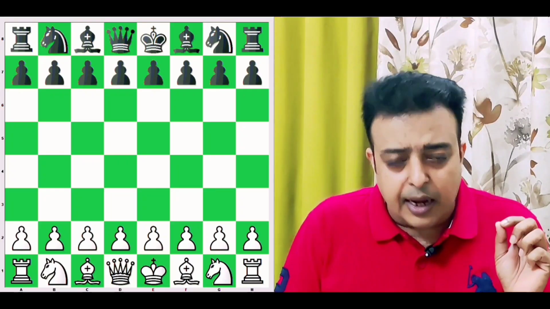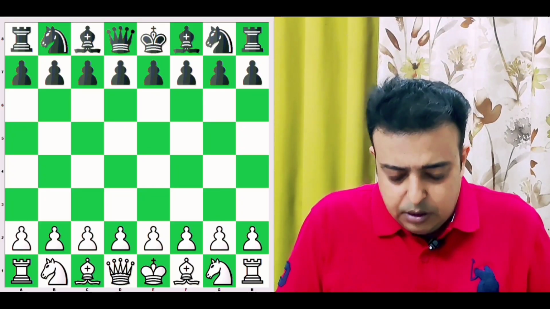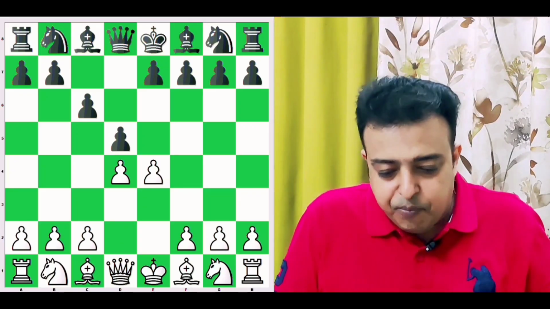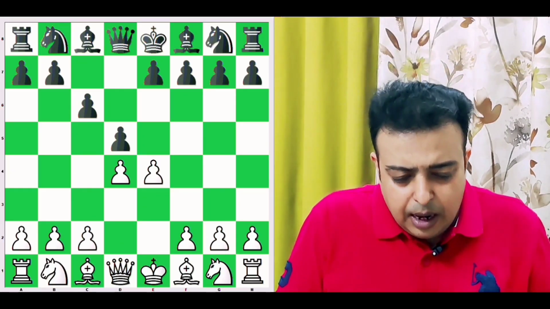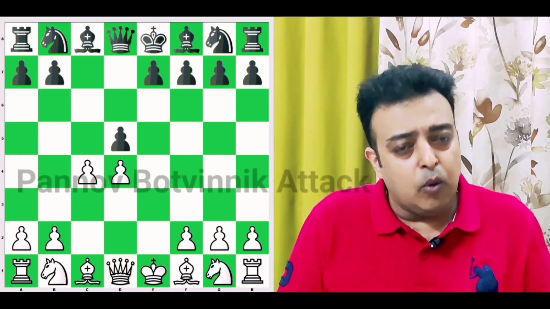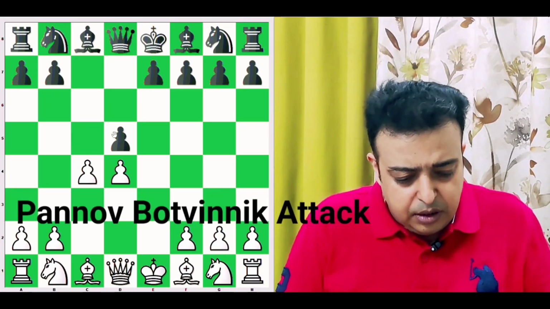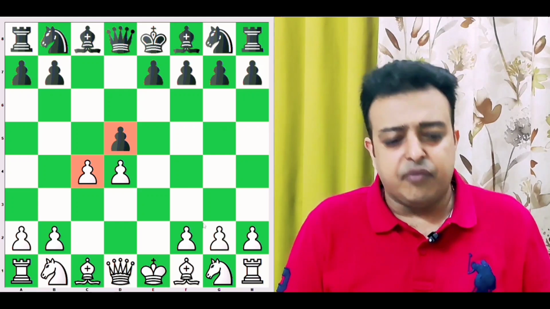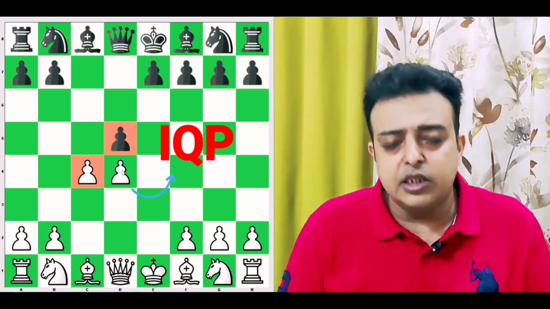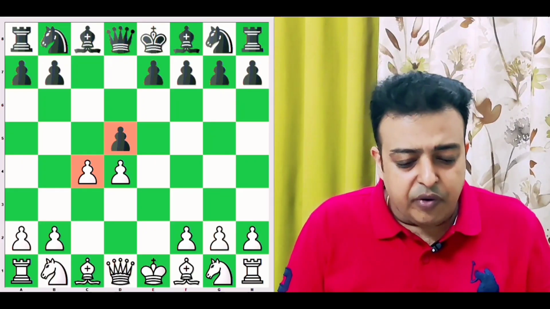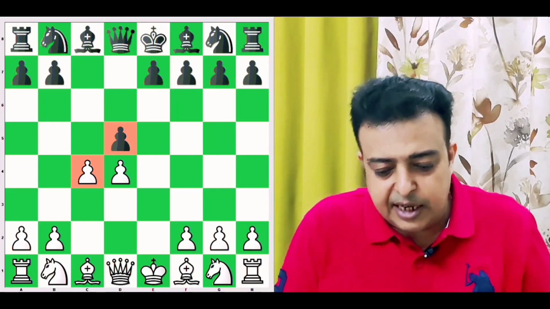We are discussing a line against the Caro-Kann defense: e4, c6, d4, d5. Last week I showed you one game. I prefer the line exd5, cxd5, c4. This is the so-called Panov-Botvinnik attack. After the eventual trade of the d pawn for the c4 pawn, often we have the isolated pawn for white. This is called the IQP, or the isolated queen pawn, which often becomes a source of kingside attack.